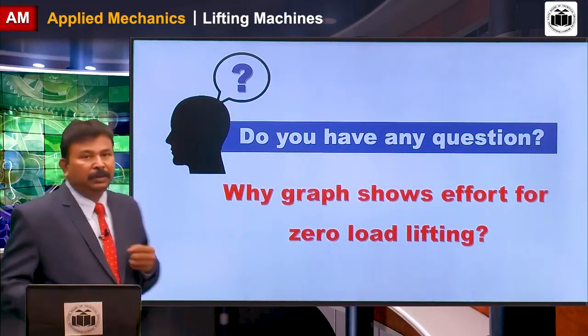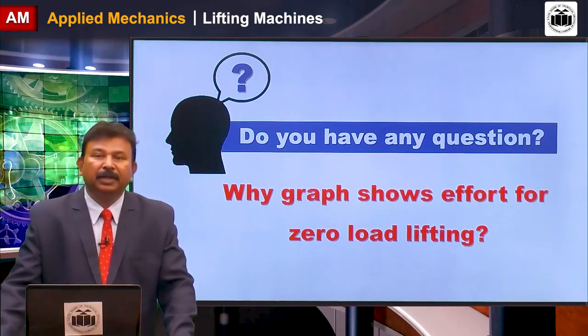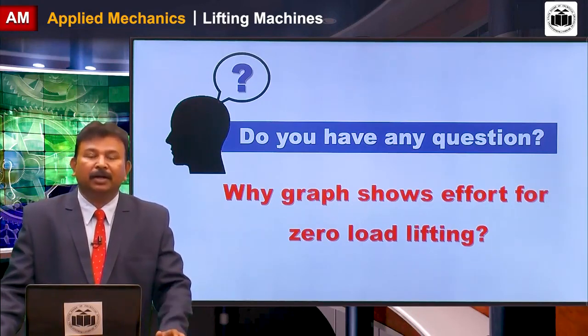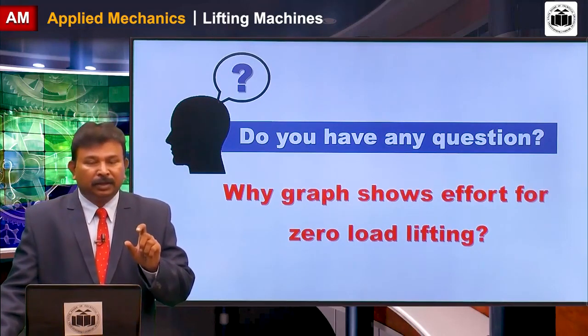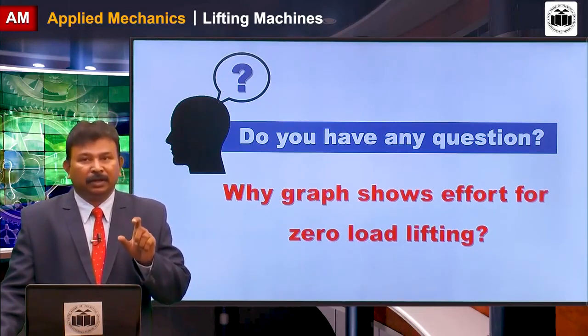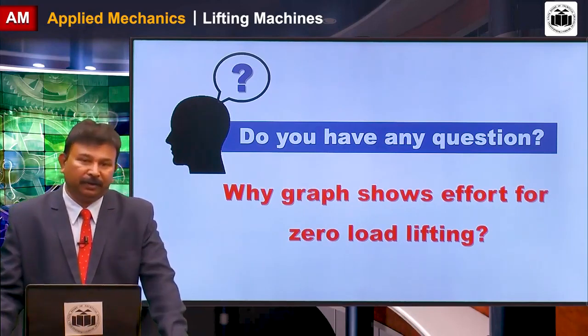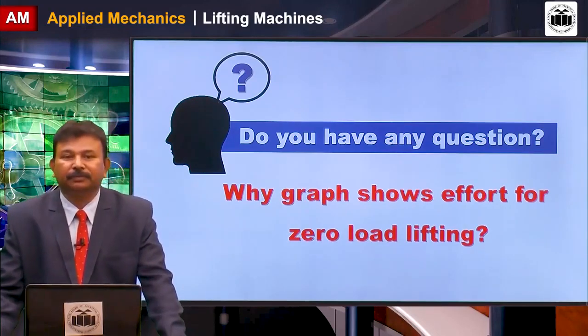See, C represents initial friction. There is always some effort required to start the machine. That's why even for a small load, even for zero load, it indicates some effort. I hope you followed the answer. Thank you.